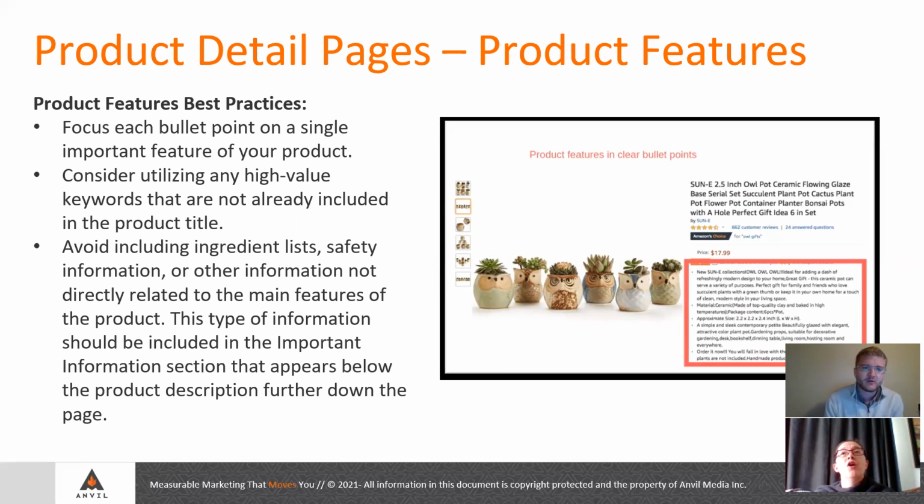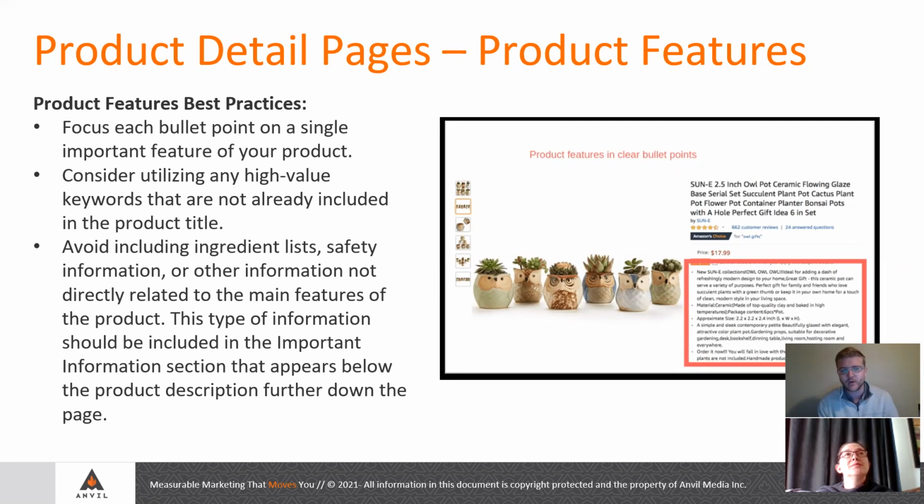Some best practices here around product features. Focus each bullet point on a single important feature of the product. Consider utilizing any high value keywords that are not already included in the product title. So that's a way to avoid keyword stuffing, is to actually use, instead of putting those keywords in the product title, push them down to the product feature section.